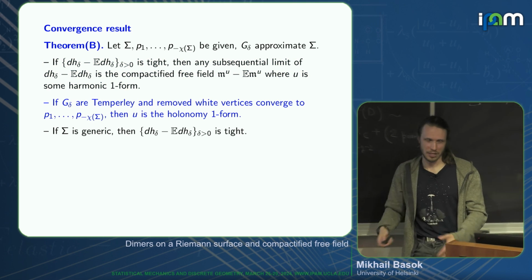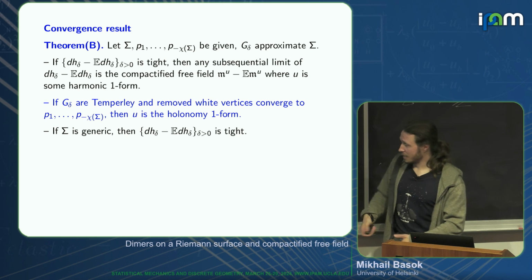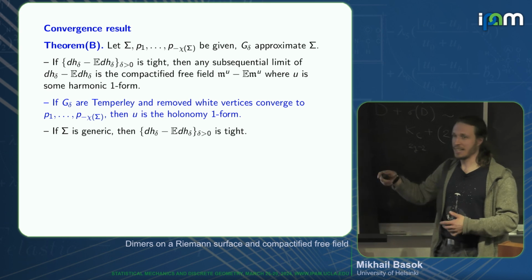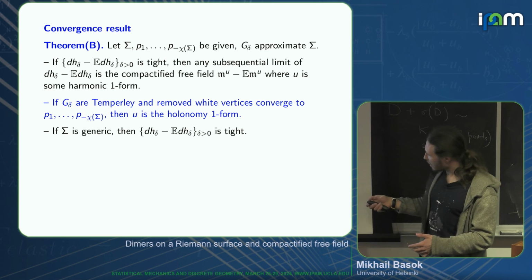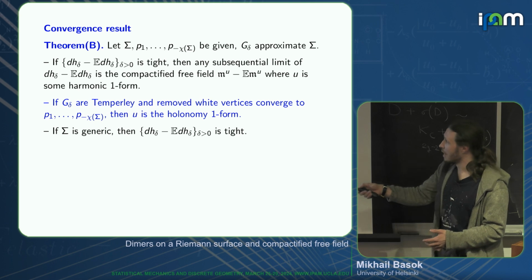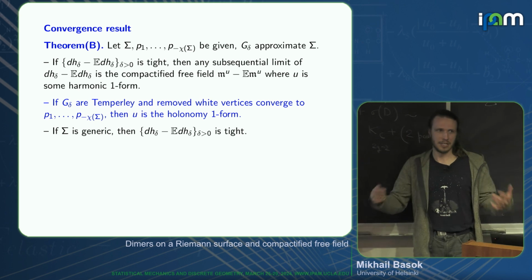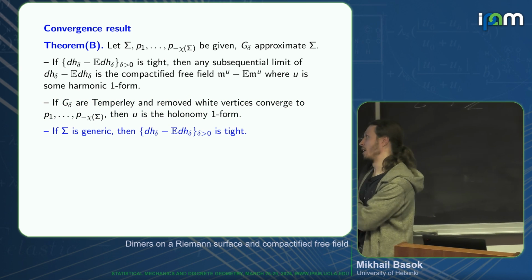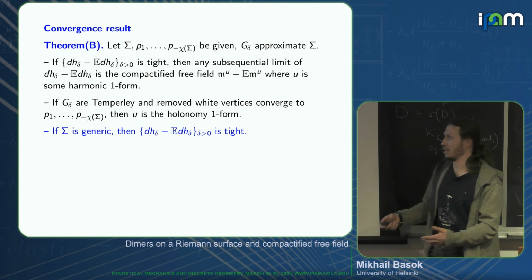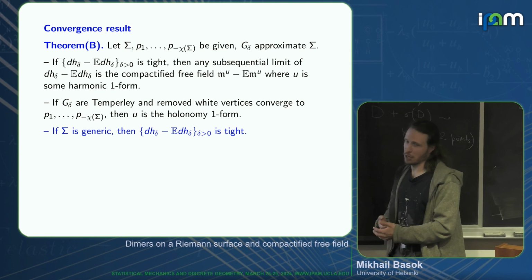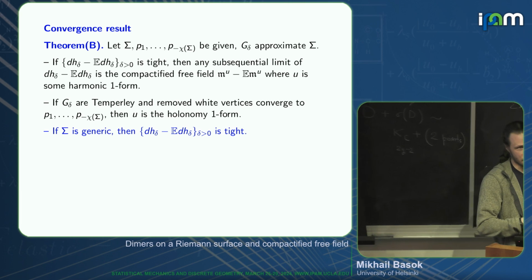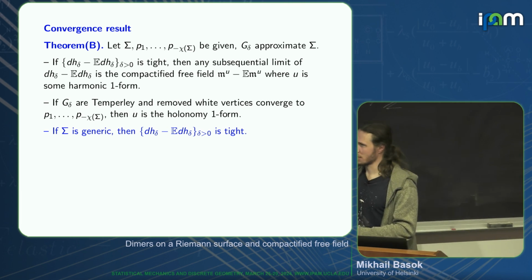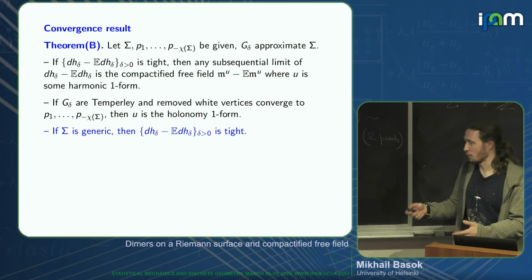But if the sequence was chosen to be Temperleyan, and furthermore the removed white vertices converge to these marked points, then the shift which we have in the limit is the Abel-Jacobi image of the one-form. So it's related to this specially chosen metric. And finally, since we don't consider only Temperleyan graphs, I want to state this too: if the surface was chosen generic, so basically I need some theta constants to be nonzero, then I can prove that the sequence of height fluctuations is tight.